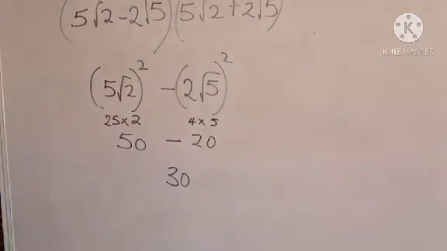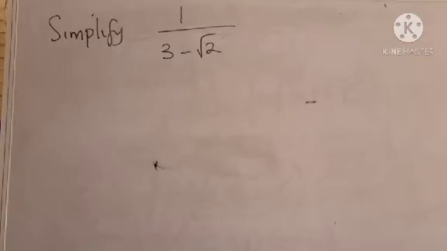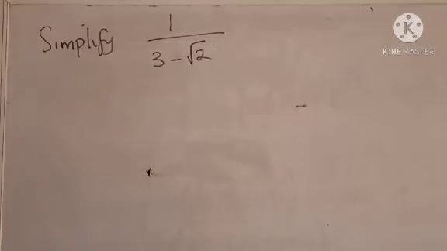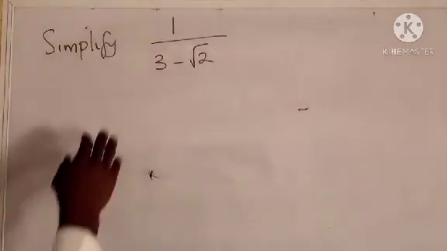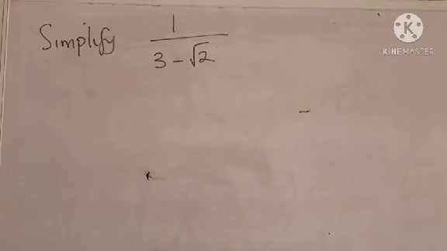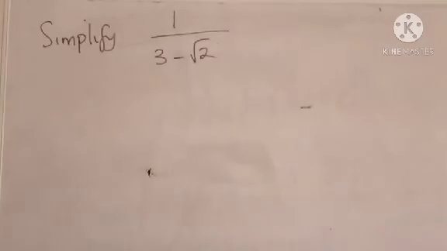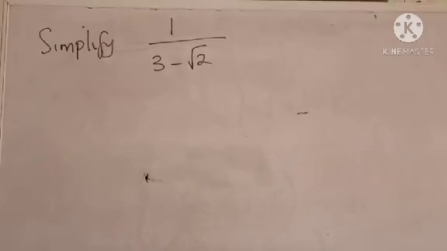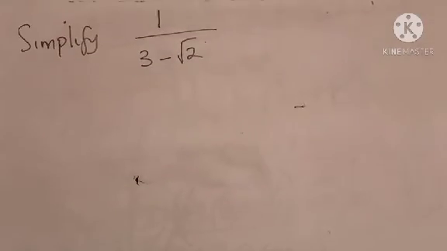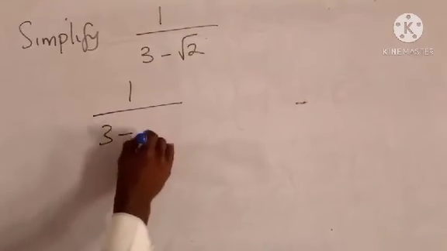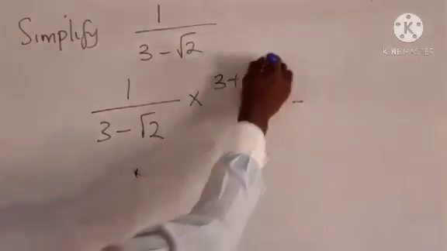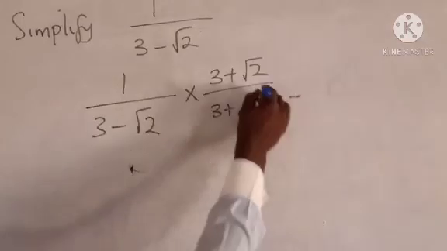That quickly takes us back to division again. If you're asked to simplify 1 over 3 minus root 2, remember again, the rule is to rationalize the denominator. Since the denominator is a binomial surd, we will rationalize using the conjugate. And the conjugate of 3 minus root 2 is 3 plus root 2. So simplifying 1 over 3 minus root 2 becomes times the conjugate of 3 minus root 2, which is 3 plus root 2 over 3 plus root 2.